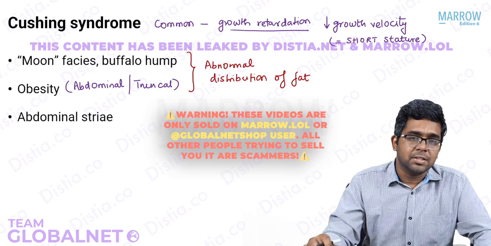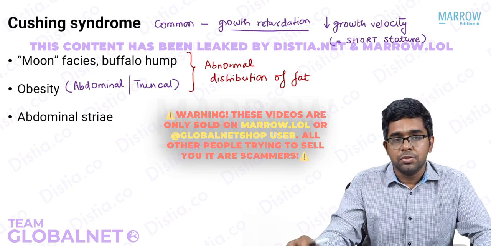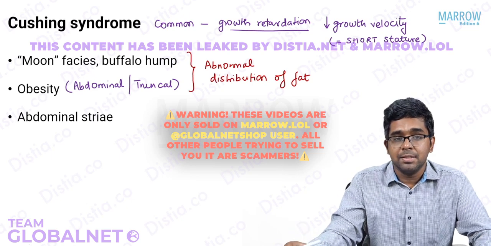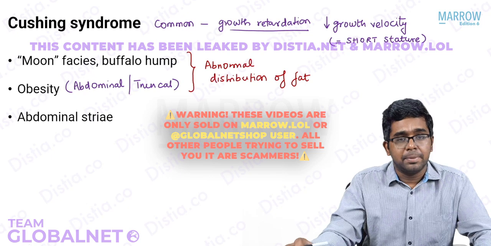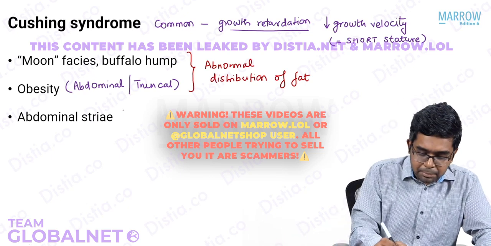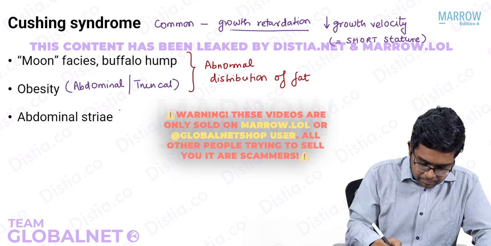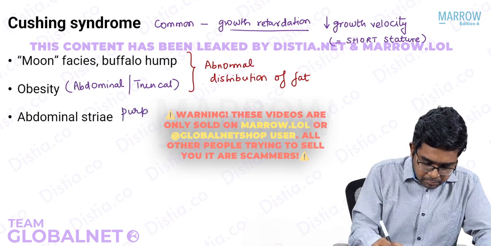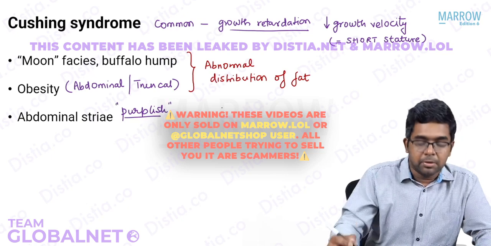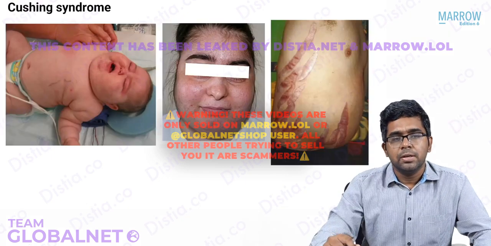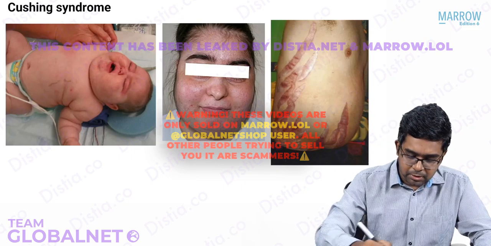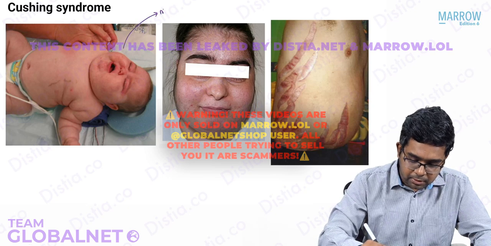Another characteristic feature is the presence of abdominal striae. This is due to distension of the abdomen associated with obesity, causing the appearance of abdominal striae, and the classical description is purplish striae. It refers to the color of the striae noted in the abdomen of children with Cushing syndrome. You can look at this picture which describes the classical findings of Cushing syndrome. Can you notice the moon facies in the first picture?